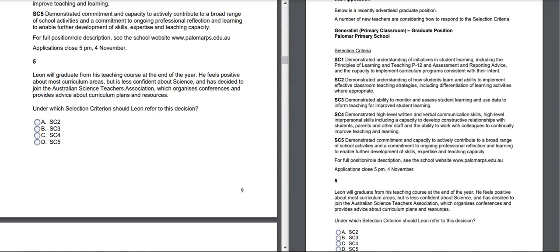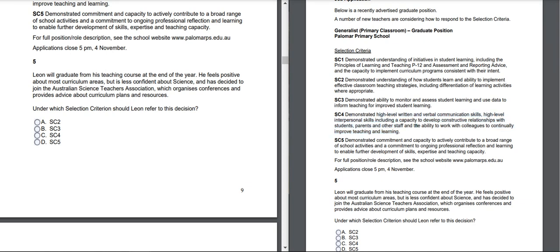So he understands how students learn and effective classroom strategies. He makes no real mention of this. He just says he's positive about most things. Differentiation, again, it's not really mentioning it. Ability to monitor and assist student learning and use data. Again, it's not directly saying that. High-level written verbal communication skills, high interpersonal, constructive relationships with students. He's able to develop those and work with colleagues and continually improve teaching and learning. Now, given that he's actually trying to do better with his science by joining an organisation, it infers that he is trying to improve his teaching and learning, but everything else here is not mentioned at all.